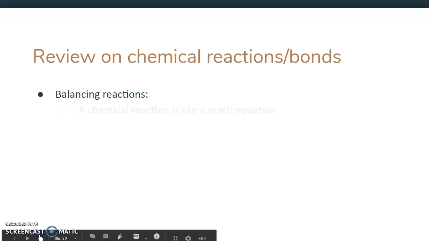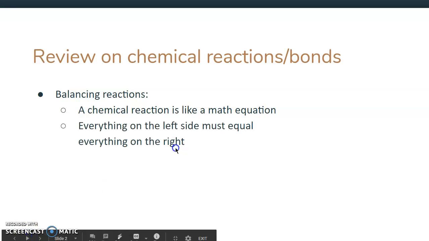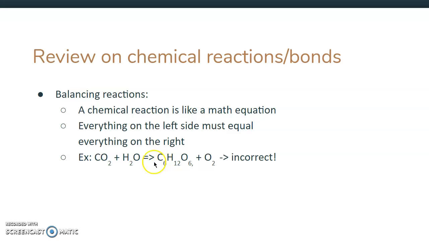So some ideas of chemical equations, or this idea is called balancing reactions. A chemical reaction is like a math equation, so everything on the left side has to equal everything on the right. For example, we have CO2, H2O, C6H12O6, and O2.